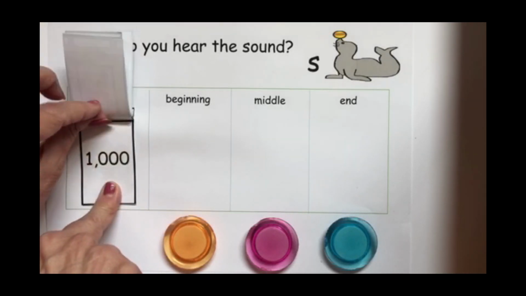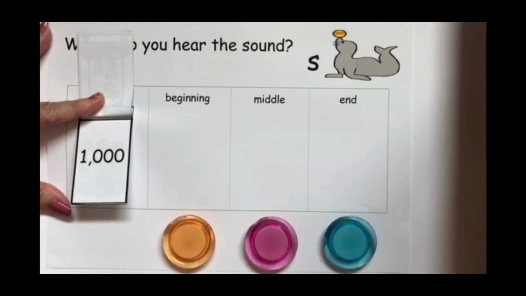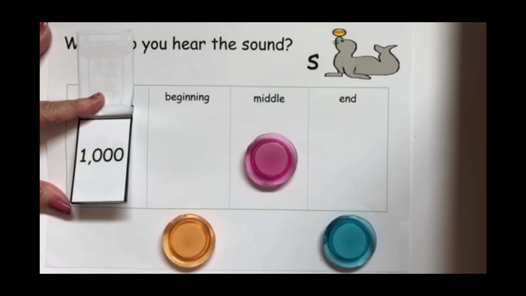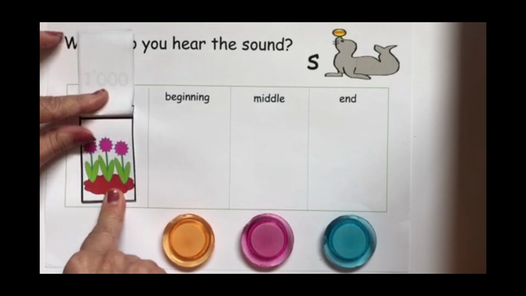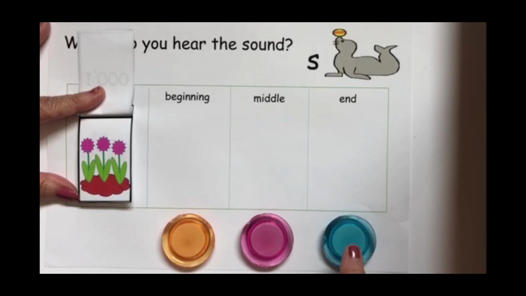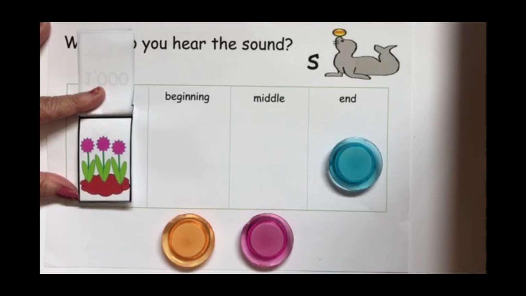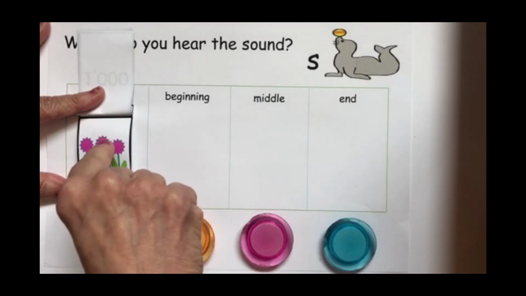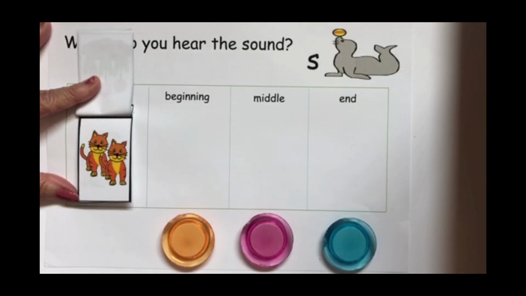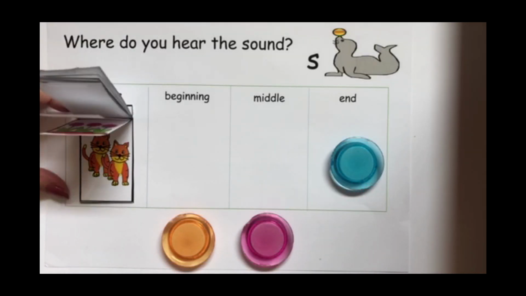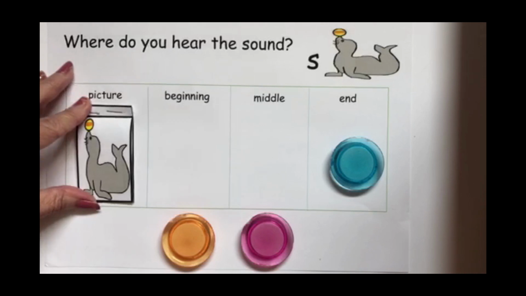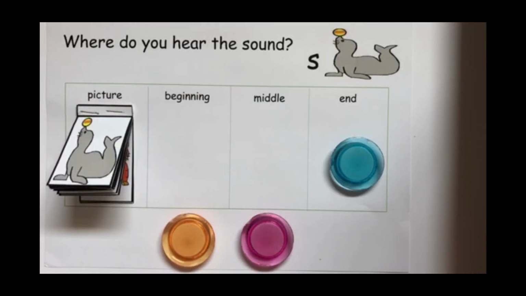In this example, we'll go ahead a couple. Thousand. Where do they hear the sound? In the middle. Okay. Where do they hear the sound in flowers? Flowers at the end. And then have them pull it down. Cats. Cats at the end. And reviewing and practicing these words and having them hear the sound will also help them later in spelling and reading the words.